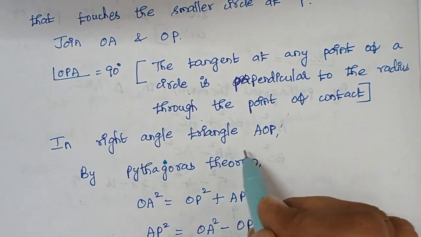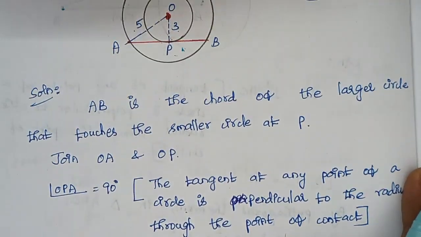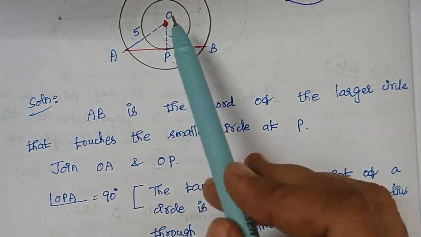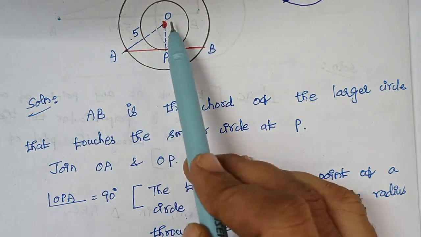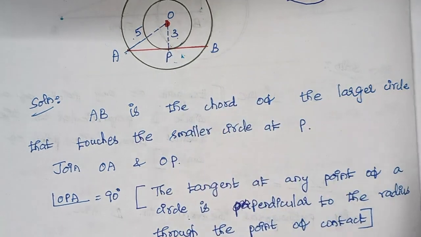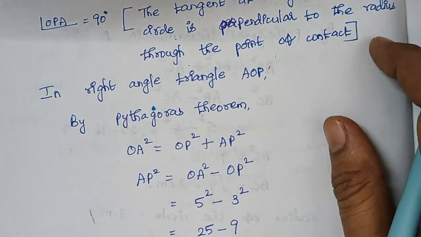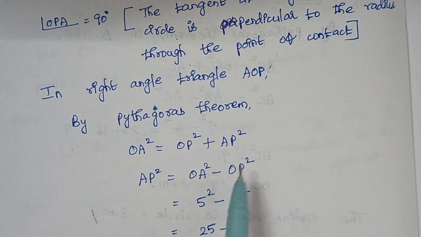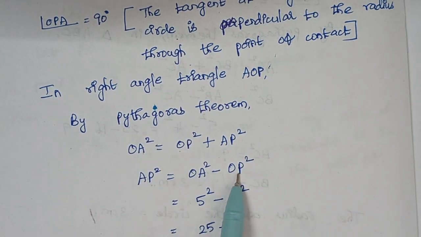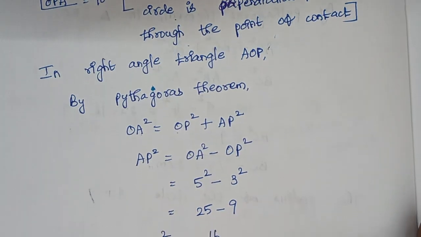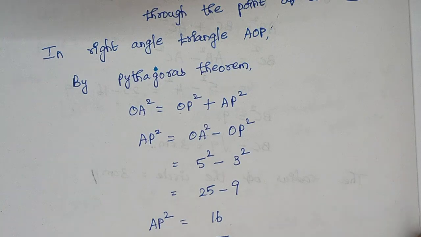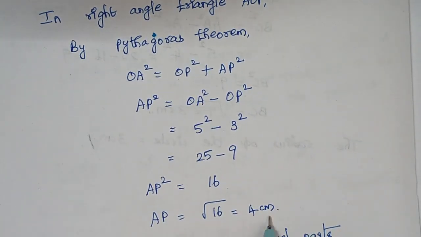So in right angle triangle AOP, now we are going to consider this AOP. What is the hypotenuse? Here OA is the hypotenuse. So OA square is equal to OP square plus AP square. So just write it down. We need to find AP. So AP square is nothing but OA square minus OP square. So just substitute the values. So 25 minus 9 gives you 16. So AP square is 16. Therefore AP is 4 centimeter.